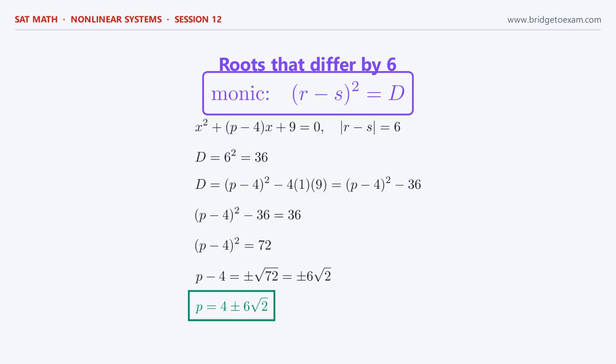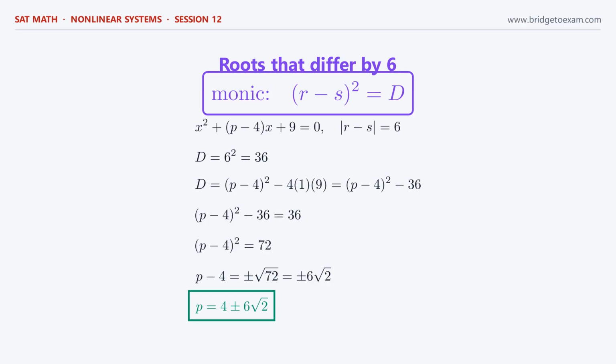Now compute d from the coefficients. b is p minus 4, and c is 9. So d is p minus 4 squared minus 4 times 1 times 9, which is p minus 4 squared minus 36. Set that equal to 36. P minus 4 squared minus 36 equals 36. So p minus 4 squared equals 72.